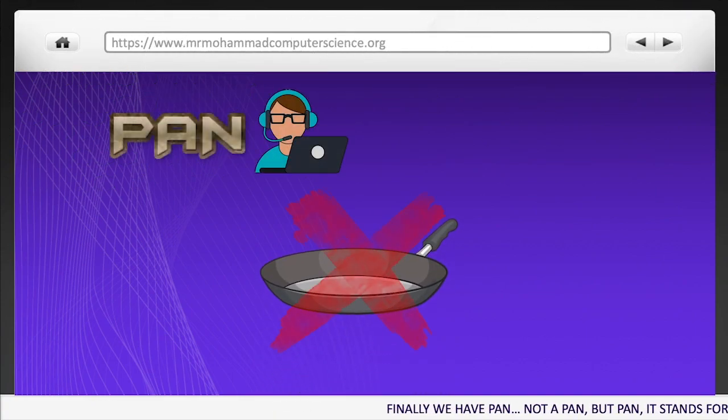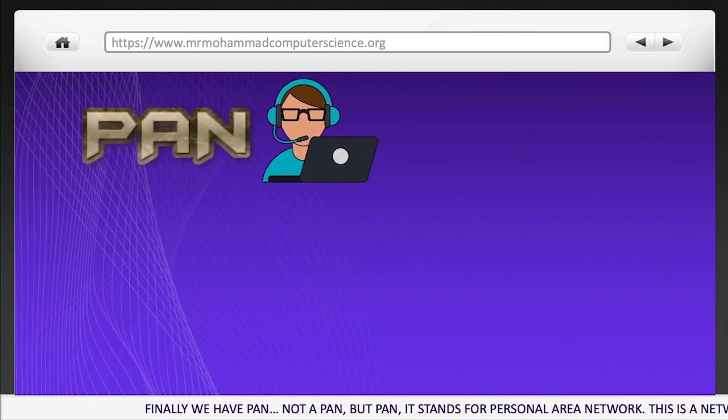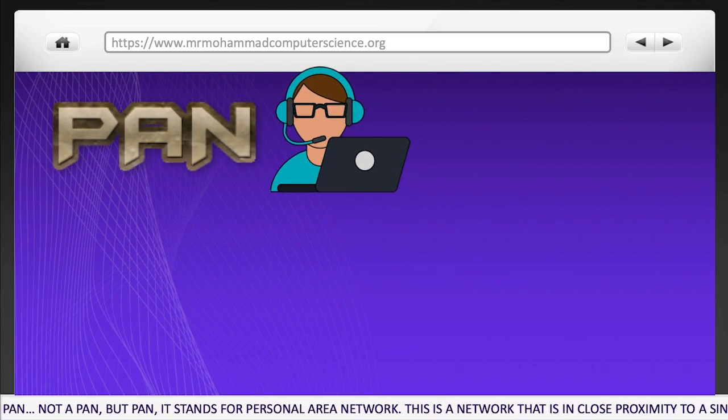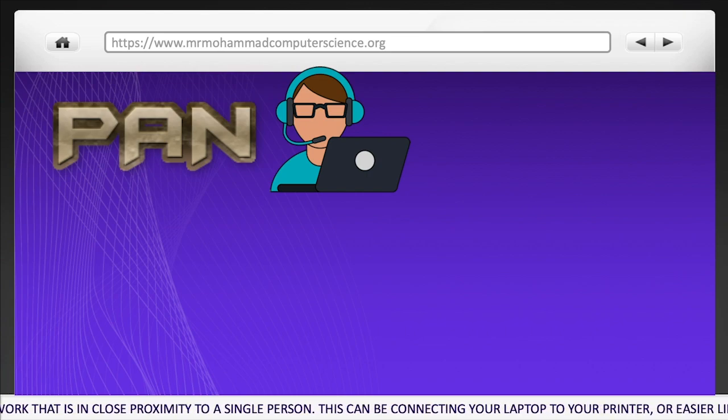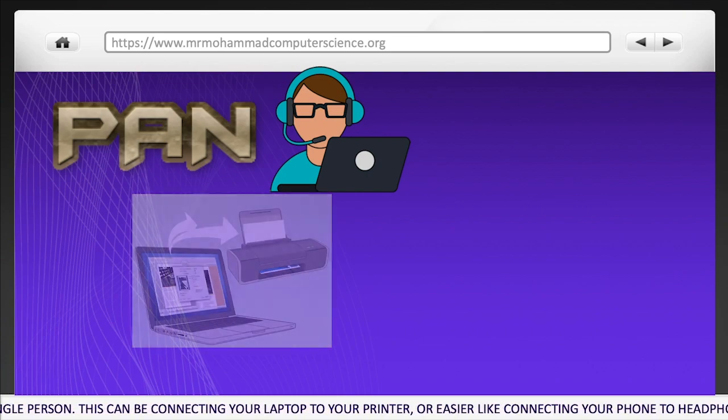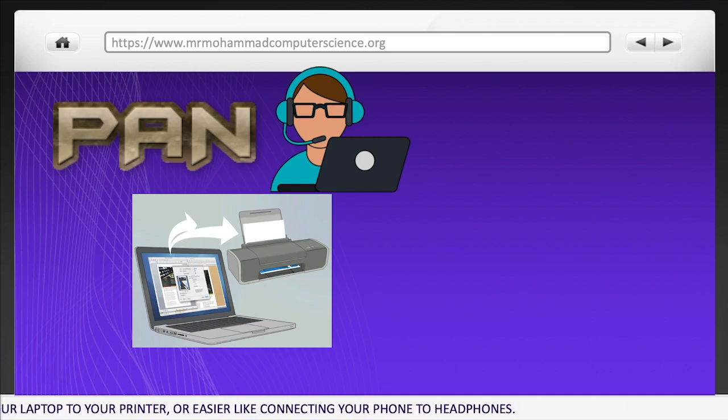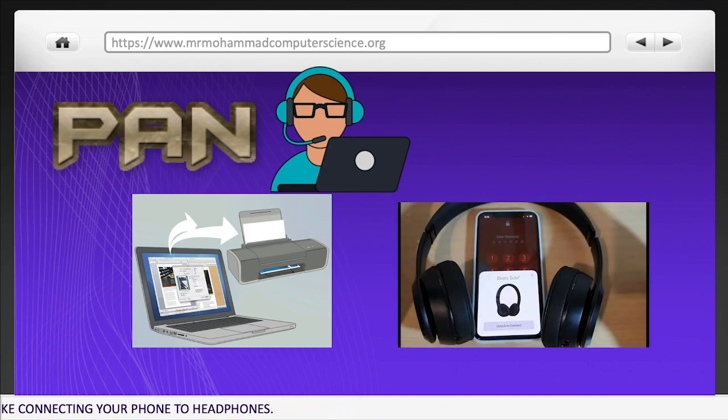Finally, we have PAN. Not a pan, but PAN. It stands for Personal Area Network. This is a network that is in close proximity to a single person. This can be connecting your laptop to your printer, or easier, like connecting your phone to headphones.